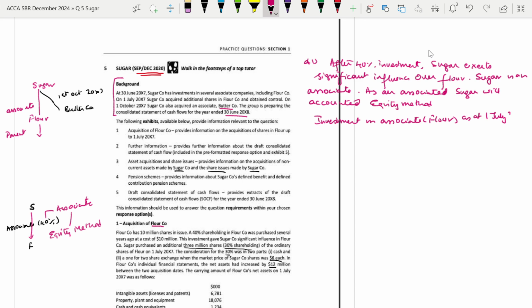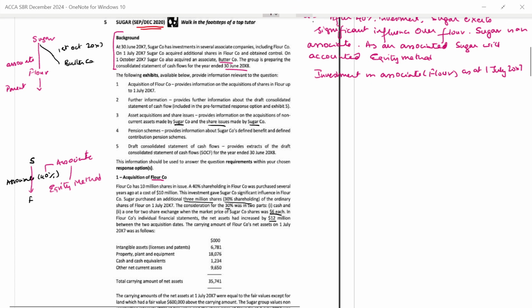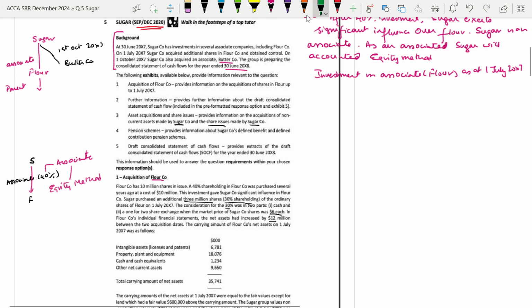How much is the cost of investment they invested initially? What is the value of the investment they made? Here they have mentioned they purchased some years ago, 10 million. Cost of initial investment, 40%. You put it as 10 millions, fine?